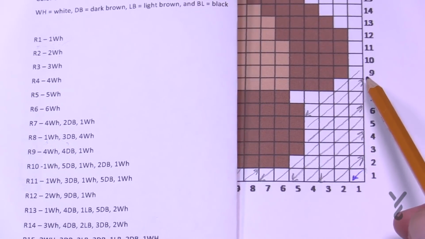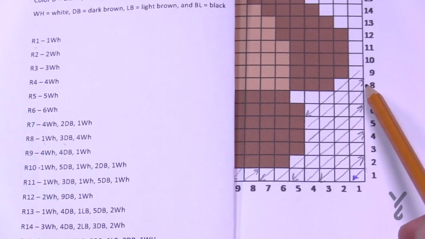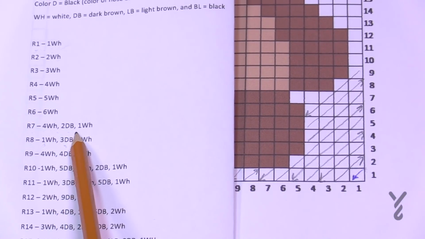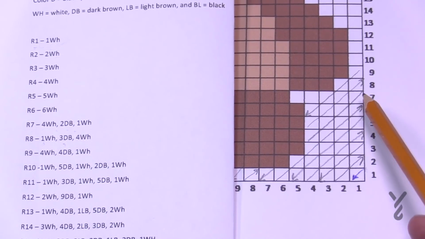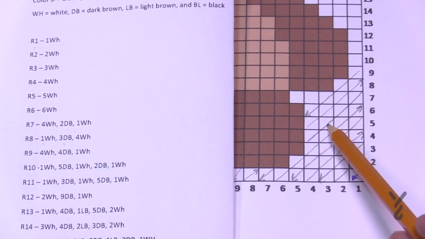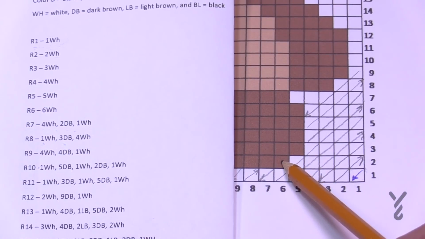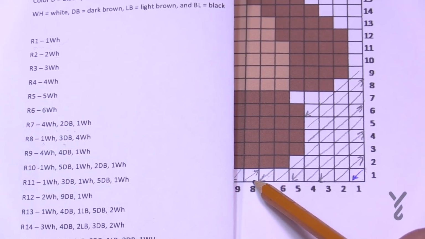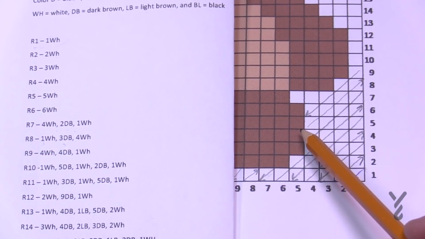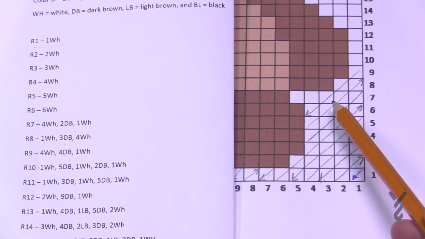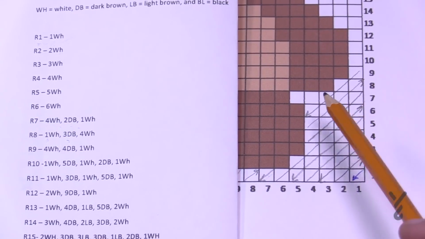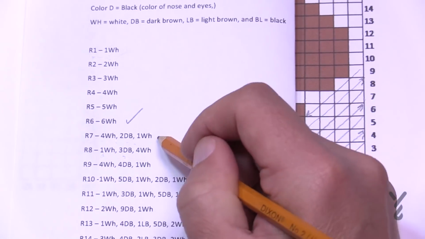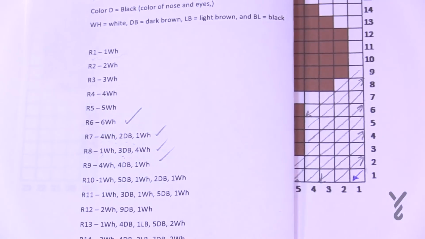Again, just be consistent. What it was here is that when you read number 7, it says 4 white, 2 dark brown, and 1 white. So when we go to number 7, you see the 4 white, 2 dark brown, and 1 white. So then 8 is 1 white, 3 dark brown, and then the remaining is 4 white going back up to the top. And so you can just read it and check it off as you go, and then just be able to fill that in.